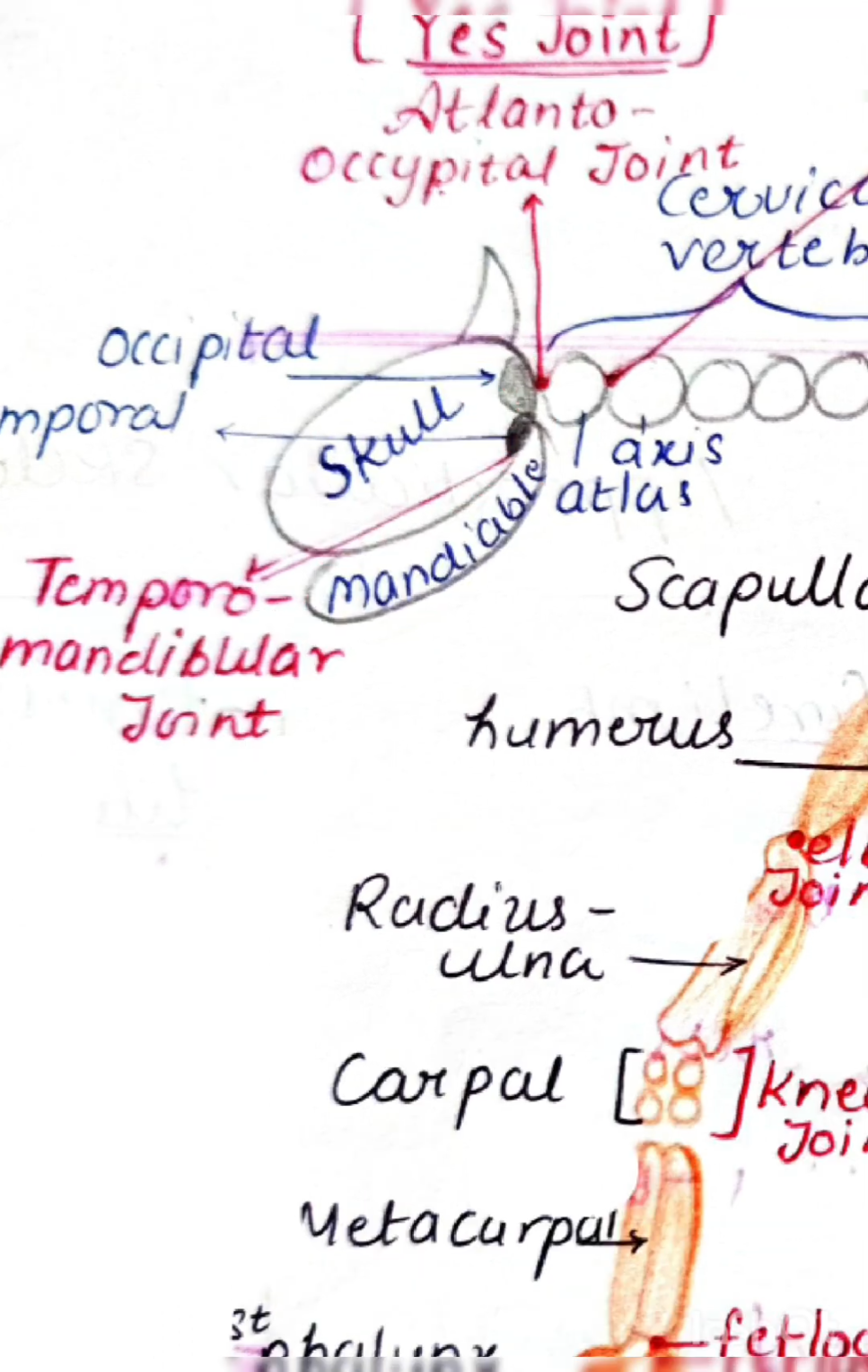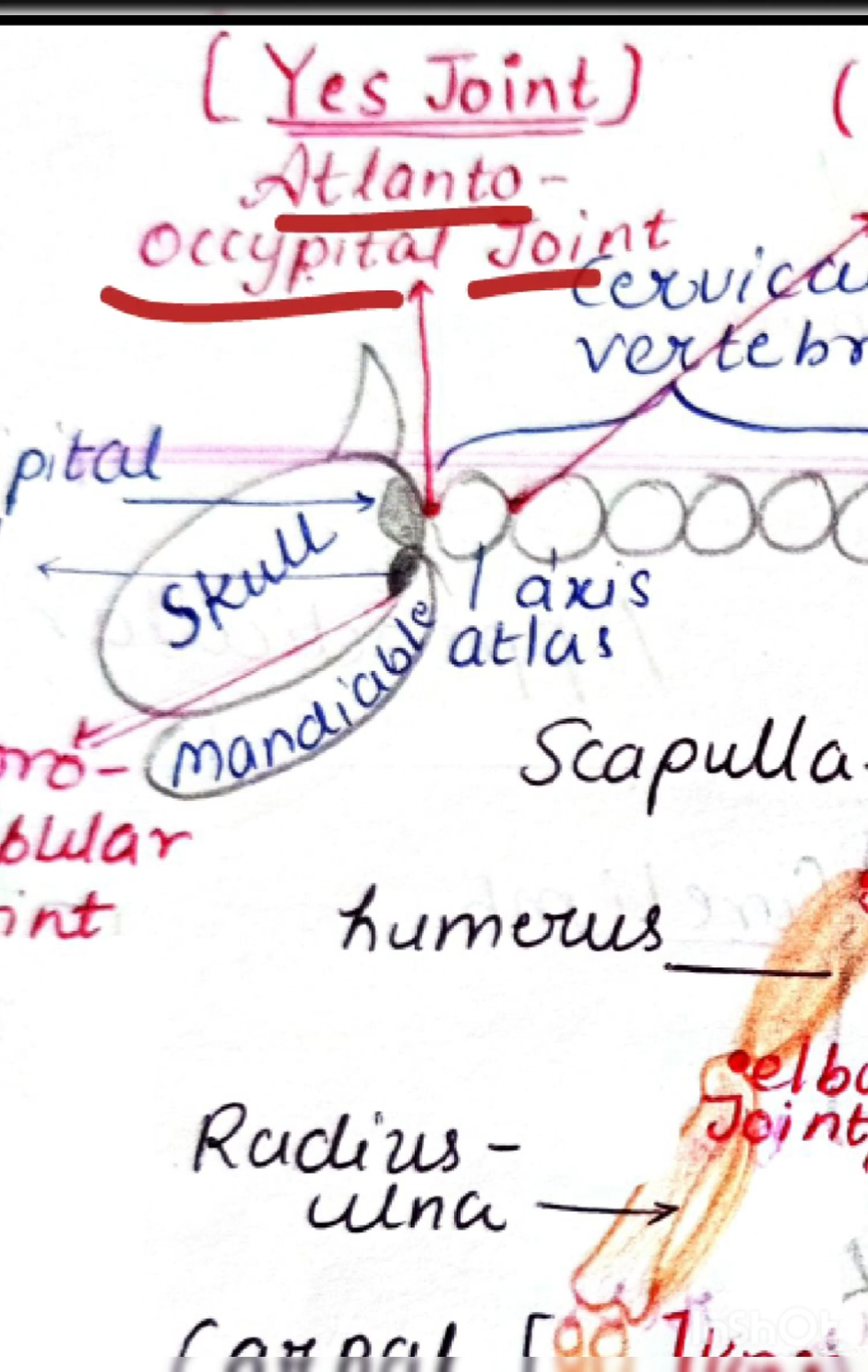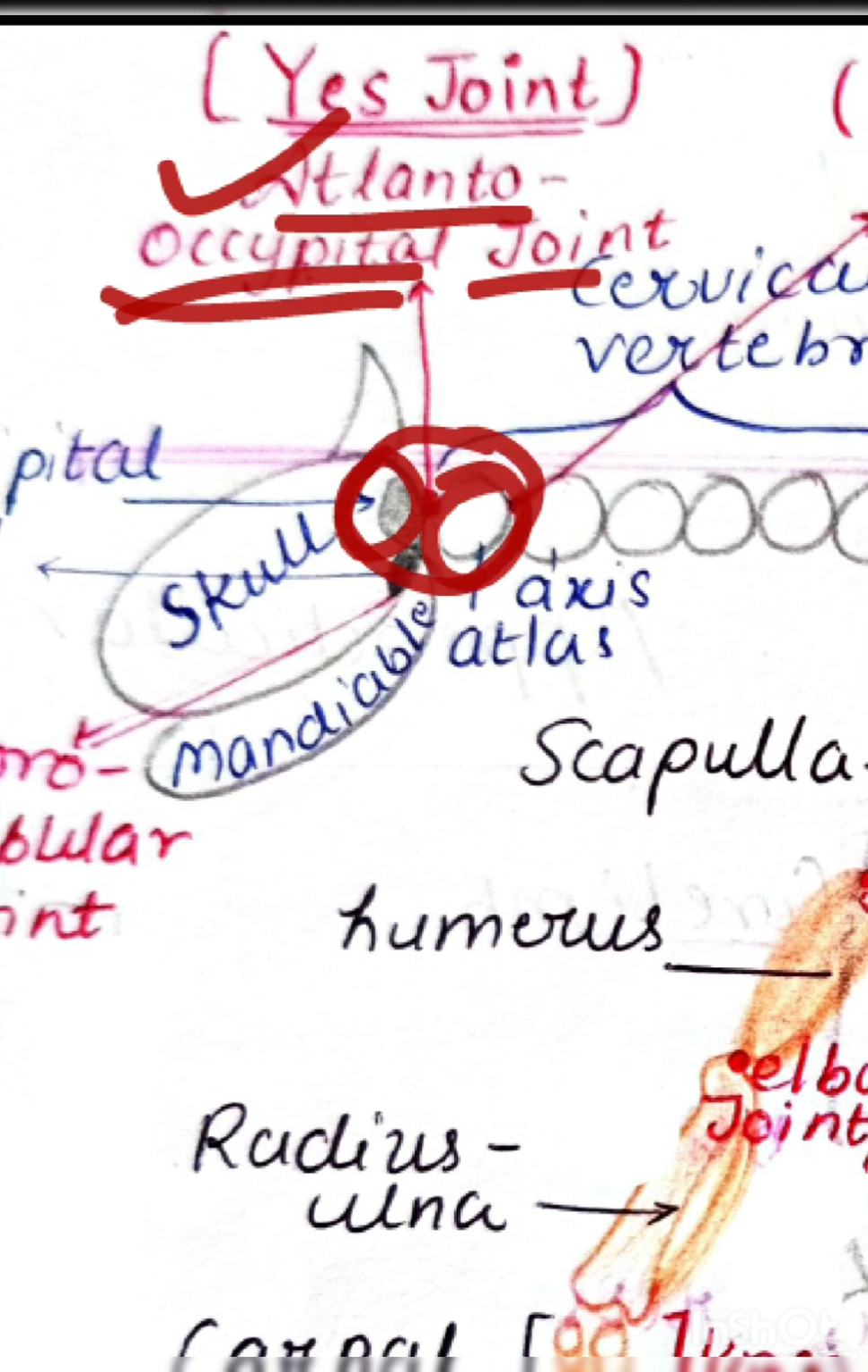The second joint is the yes joint. When we move our head from upper to lower direction or lower to upper direction, this is known as the yes joint. It is also known as the atlanto-occipital joint. As we can guess from the word, atlanto relates to the atlas, which is our first bone, and occipital is a bone present in the skull. So the joint is present between the atlas and occipital.